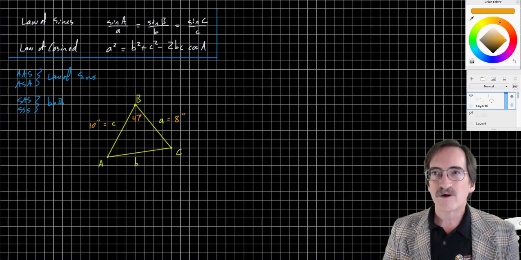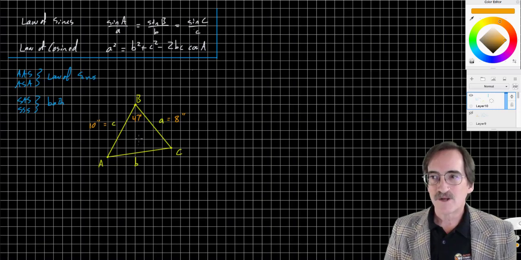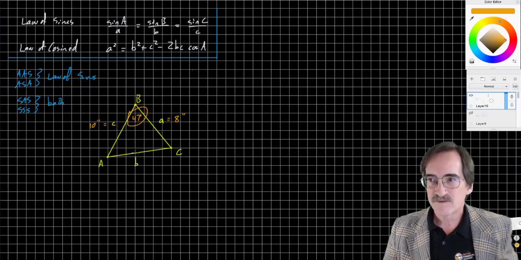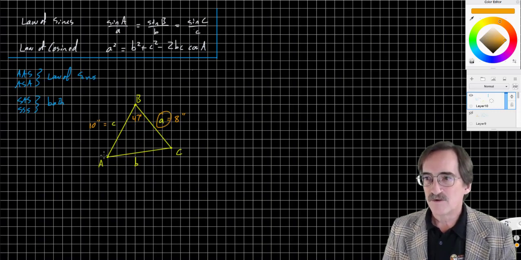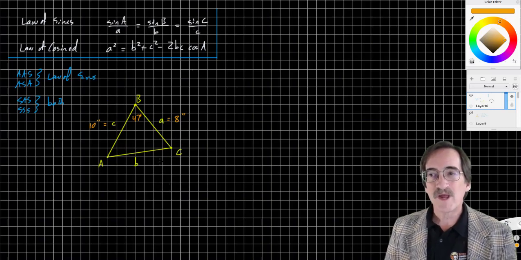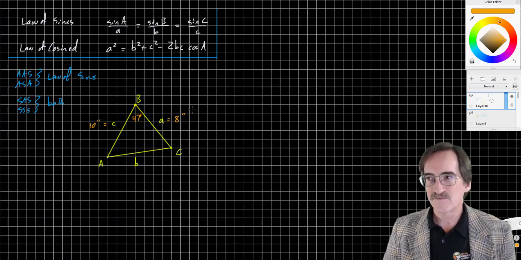Now, remember our rule for figuring out if the law of sines applies: we need a side-angle pair. Do we have a pair of B's? No, I'm missing little b. Do we have a pair of A's? No, I'm missing big A. Do I have a pair of C's? No, I'm missing big C. So no pairs, so I must use something other than the law of sines, and the law of cosines comes to mind.